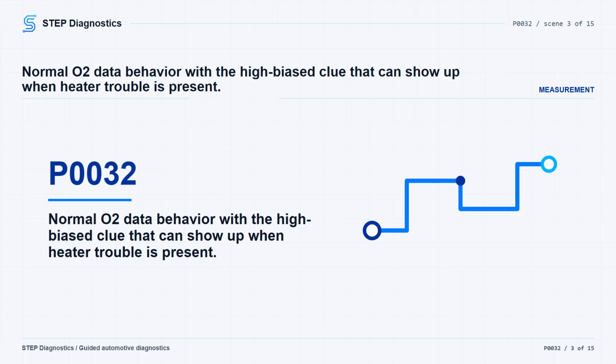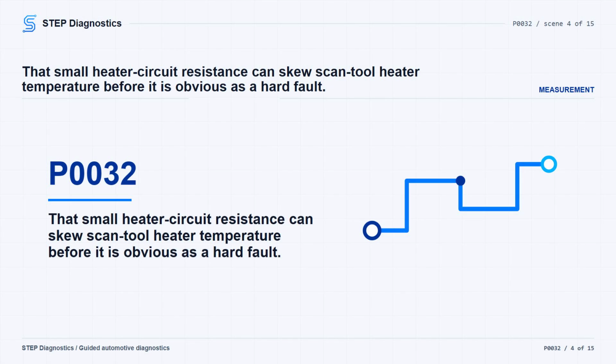A small amount of resistance, 3 to 4 ohms, may not set a heater control circuit DTC, but it can still skew what you see. A heater circuit with 4.05 ohms resistance can increase the heater temperature reading on the scan tool for the affected sensor by as much as 700 degrees F, and as little as 2.0 ohms can increase the temperature reading approximately 250 degrees F on the scan tool.